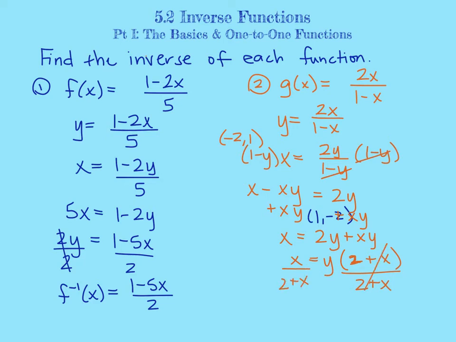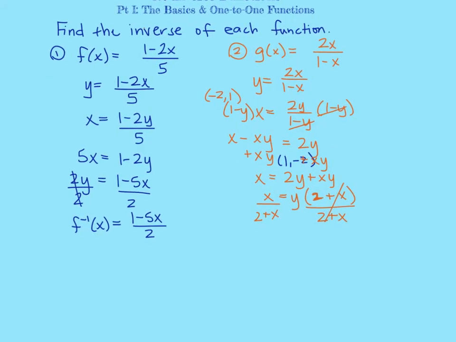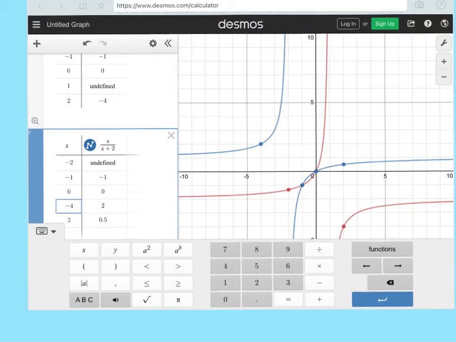So what we have is now our inverse function in terms of x, we have it as y equals. So we have g inverse of x equals x over x plus 2. I'm just switching the order of the denominator. So we have found our inverse function. Let's take a look at them on Desmos again.